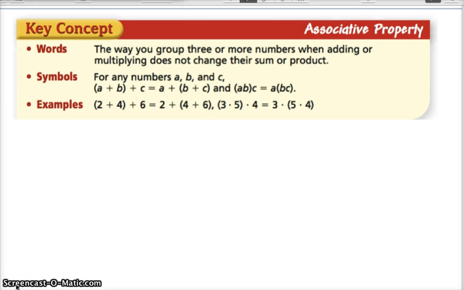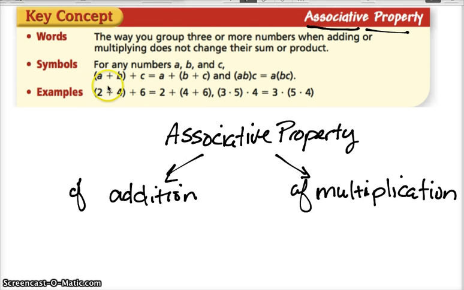The next property or vocabulary word we're going to talk about, in this key concept, is the associative property. When I think about associative property, I think about who I associate with, who I hang out with. In this particular case, we're looking at the associative property of addition, and over here, the associative property of multiplication. Let's get a little bit deeper into it.